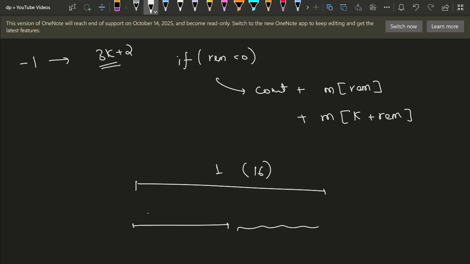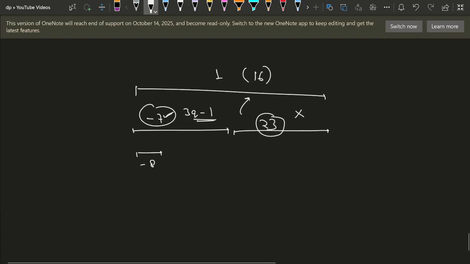Let's take the case of minus 7 first, and then we'll take the case of minus 8. If your subarray sum is minus 7, this becomes 23. So 23 minus 7 will make this subarray sum 16, but 23 is not divisible by 3, so the numbers of form 3q minus 1 are not eligible, right?